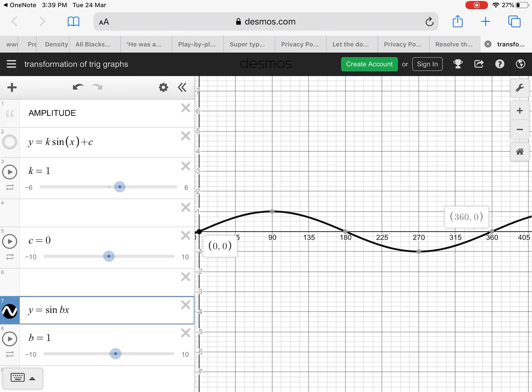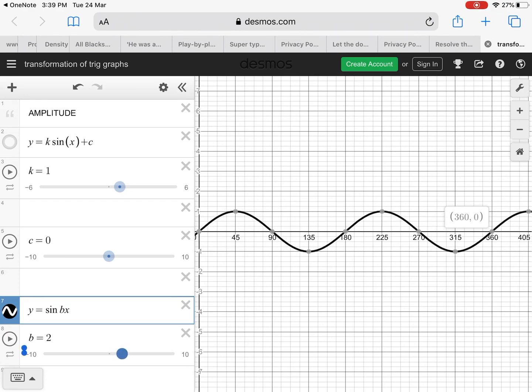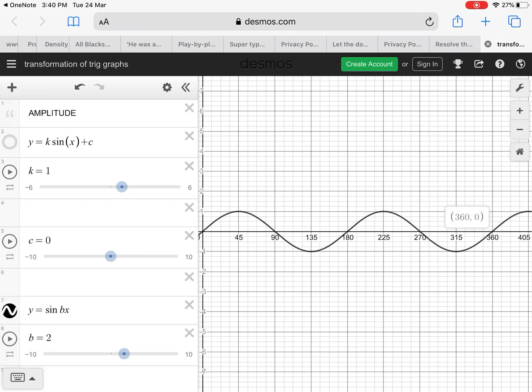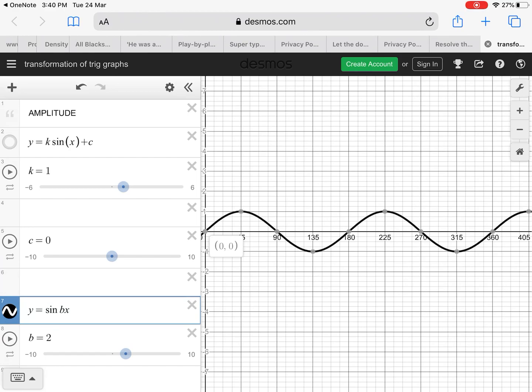That's a complete cycle, 360. Look what b is. b is 1. So we don't actually write that, so that's why we get sine x. But if I move b to 2, look what happens. Where does the graph complete itself now? So we start at 0. Where does it come to 0 again for the very first time? Oh, 180. So when b is 2, the period is 180. It's like half of 360.